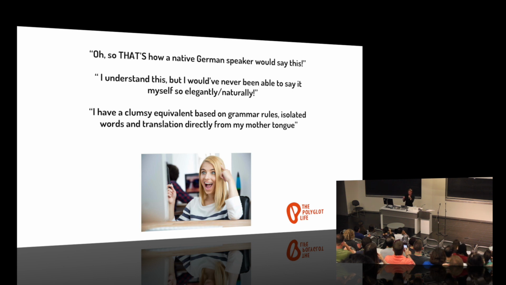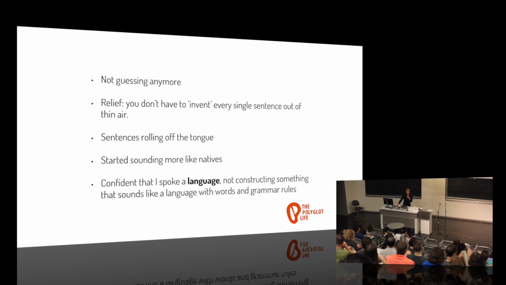So I read something and I thought, okay, I understand this, but I would have never been able to say it myself that elegantly, that naturally, with my knowledge of words and grammar rules. I have some sort of clumsy equivalent based on words and grammar rules, probably translated from my mother tongue, but it's not the same as how a native speaker would say it. Now, the good thing, of course, is once you notice that, you can start using that yourself, right? So that's what I did. I started memorizing these things myself. And it was a really big relief because I really felt like, okay, I don't have to invent every single sentence. I don't have to think of the grammar all the time. I can see it there.